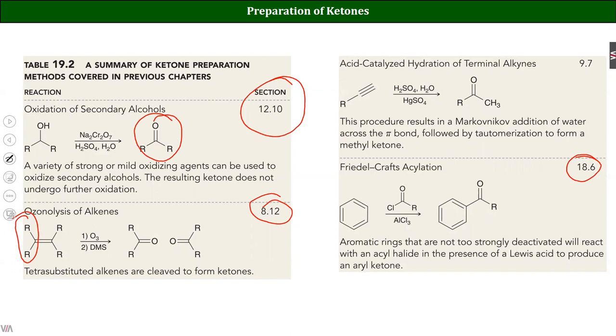And this does say that in acyl halide, even Friedel-Crafts acylation also won't work if it's strongly deactivated. I think one strong deactivating group would still allow it to react. Two strongly deactivating groups would stop it. And if it's alkylation, it only takes the one deactivating group.